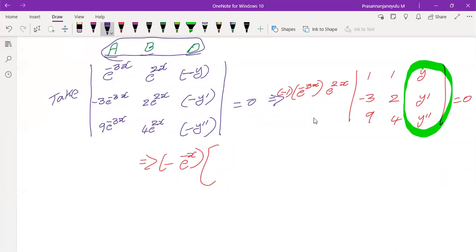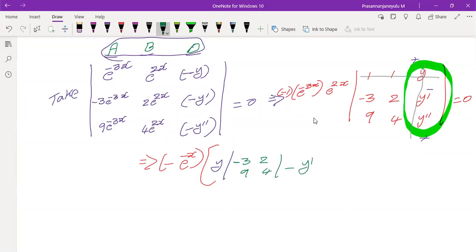So y into what do we have to take here? The signs are positive, negative, positive. I am just concentrating on that positive, negative, and positive. I am not writing the remaining things. Y into what is the determinant of the remaining part? Eliminate the first row and third column elements, because it corresponds to y. So what is the determinant of this one? Minus 3, 2, 9, and 4.